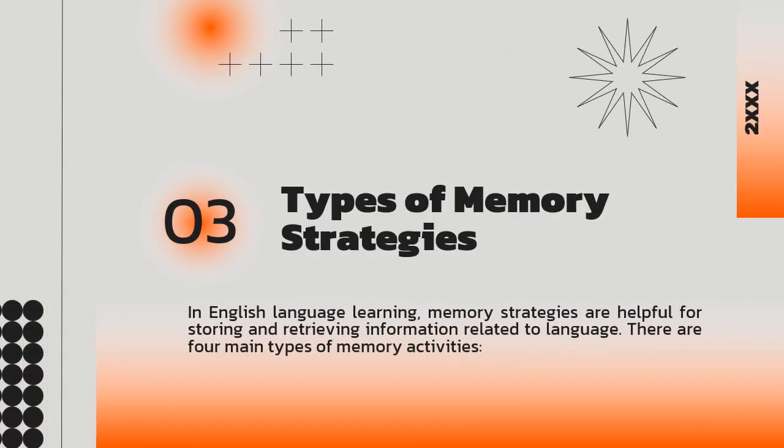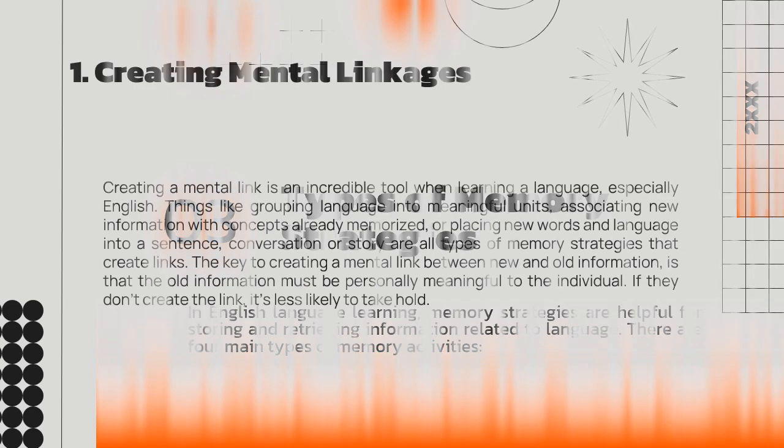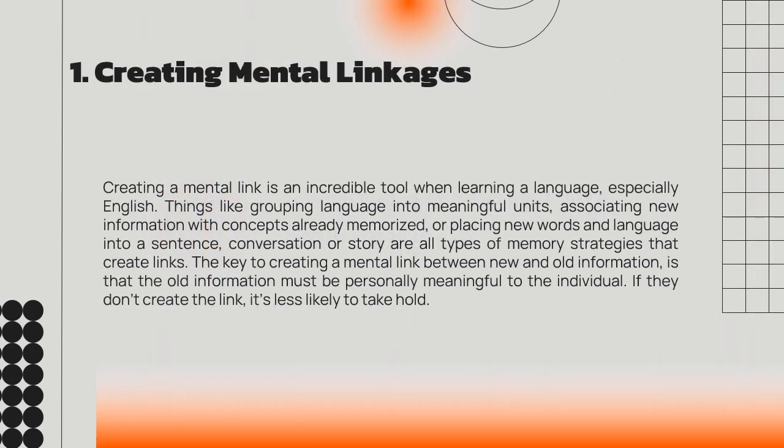The third one is types of memory strategies. In English language learning, memory strategies are helpful for storing and retrieving information related to language. There are four main types of memory activities. Number one is creating mental linkages.